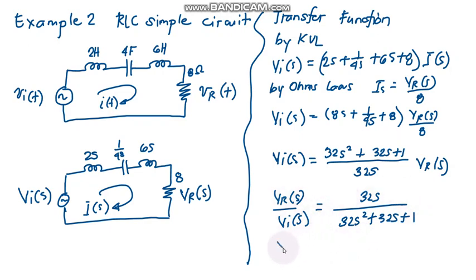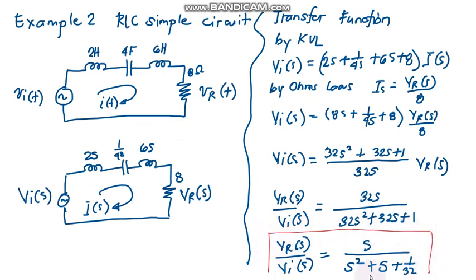We could also express this transfer function in terms of this one. So we're dividing the whole equation by 32 over 32. So we're going to have s over s squared plus s only plus 1 over 32. Okay, so that is now our transfer function.